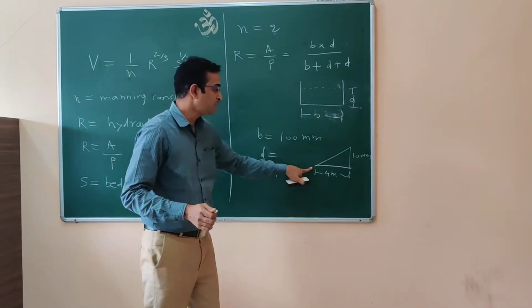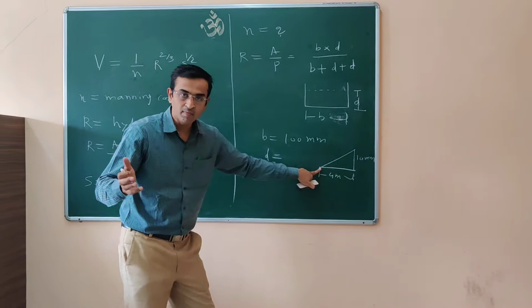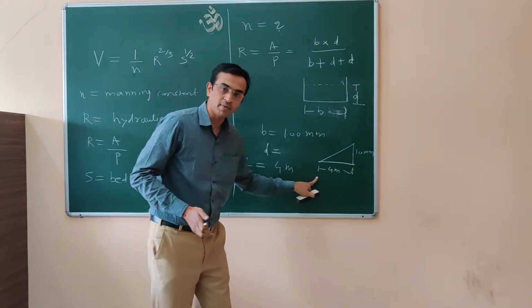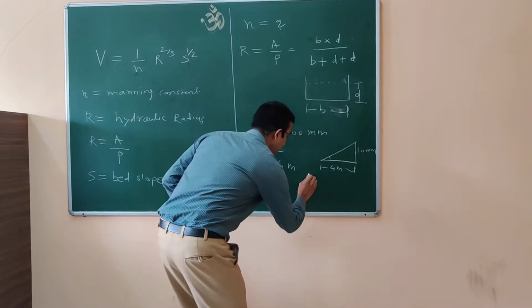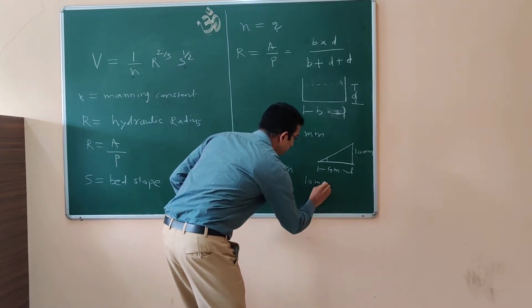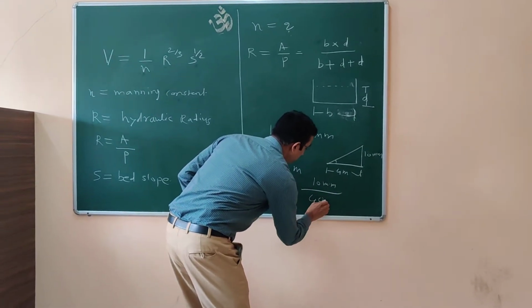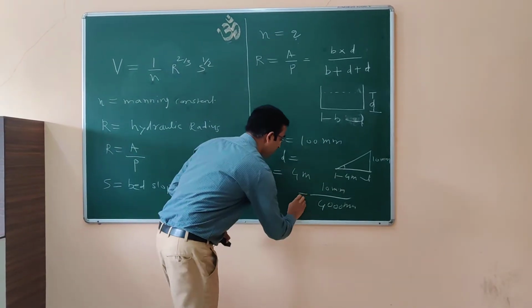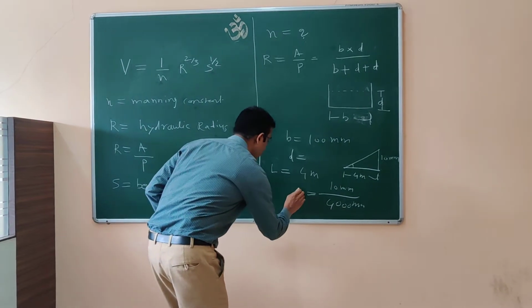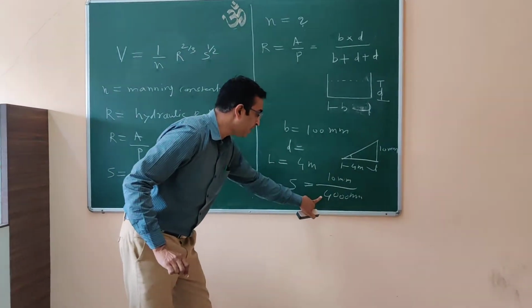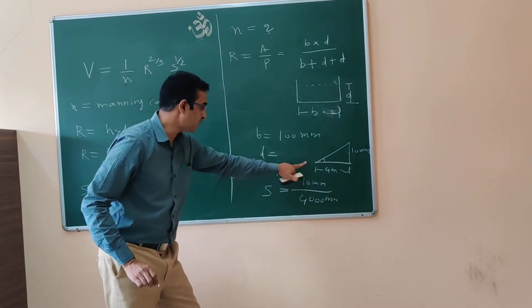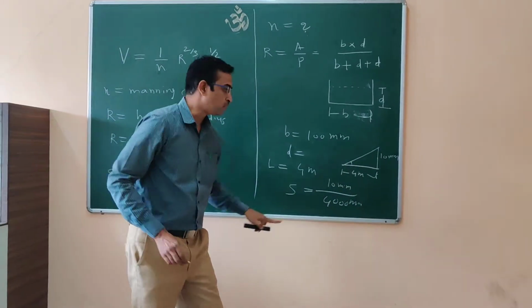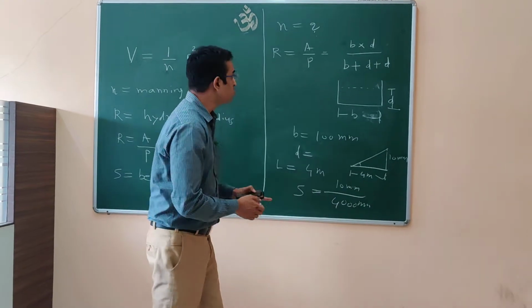Suppose I provide a negative slope of 10 mm, and the length is constant, that is 4 meter. Now the slope will become 10 mm by 4000 mm. This term is nothing but my bed slope, that is called S. 10 mm divided by 4000 mm, because I have to convert this meter into mm. Like that I have to provide this slope. Now what about negative slope? Negative slope means what?